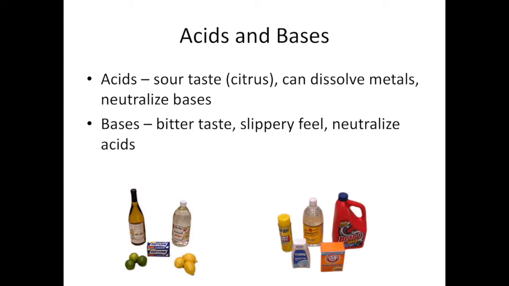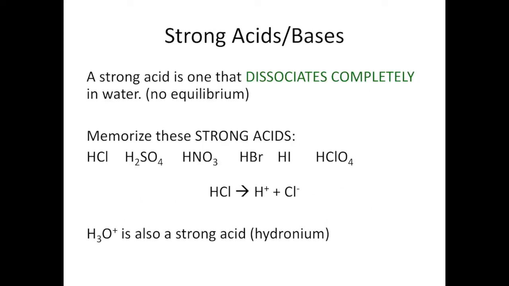All right, you guys. So what we need to do is define them in a more scientific way and talk about what they're actually doing and what makes an acid an acid and a base a base. So a strong acid is one that dissociates completely in water. So there is no equilibrium. It just goes 100% to completion.